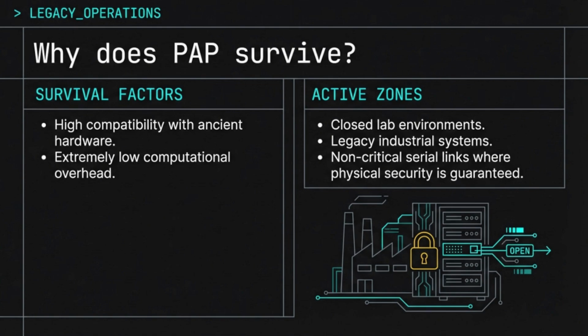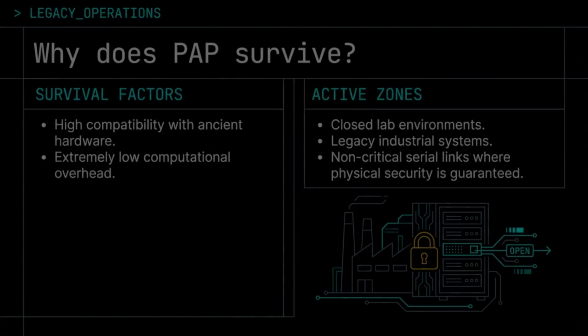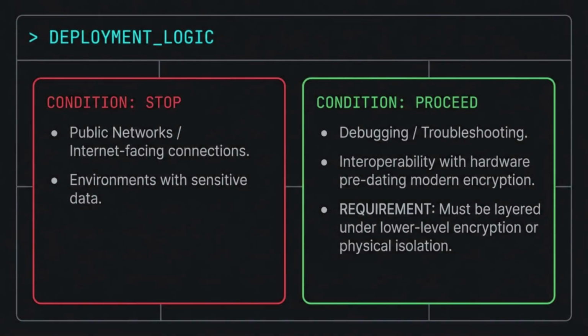That's why you might still find it in very specific, isolated places, like a closed lab environment where physical security is already a given. This gives us a pretty clear set of modern rules for when and when not to use PAP. The rule to stop is simple. Never, ever use it on a public network, an internet-facing connection, or anywhere with sensitive data. The only time to even think about proceeding is for very specific debugging tasks or for getting that ancient hardware to work. And even then, it has to be layered under some other encryption or beyond a completely physically isolated network.